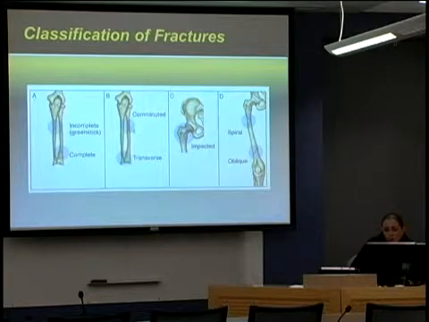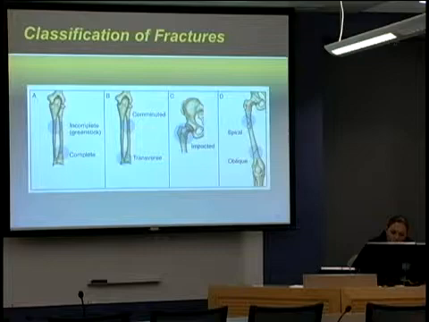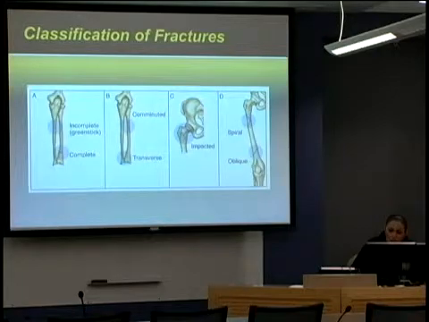Comminuted, when the fracture site has multiple little pieces of bone. Transverse fracture, when a bone is completely transversed and completely broken. Impacted fracture, where the bone ends are jammed together. Spiral fracture. Fracture line is a spiral or S shape, usually caused by a twisting force.